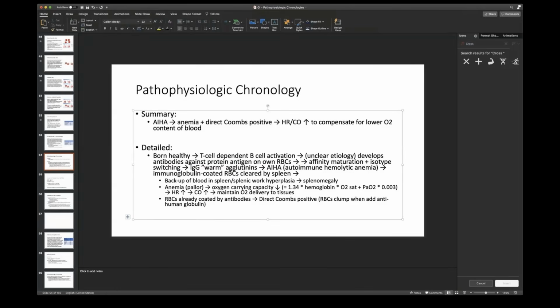Yeah, you're right. That's a much more elegant way of saying it. The actual chronology is a little off. You're right, that's a little strange. So really, I would say unclear etiology. There is immune activation against protein antigens on your own red blood cells, so that somehow you get T cell dependent B cell activation. That would lead to affinity maturation and isotype switching, and that's how you can get IgG.